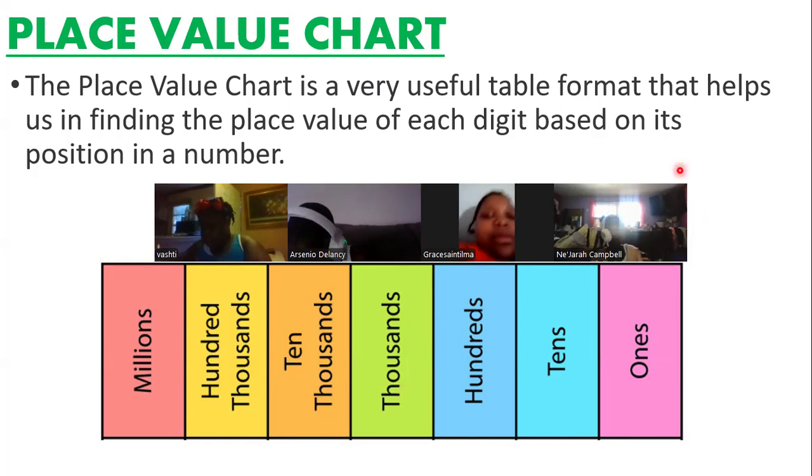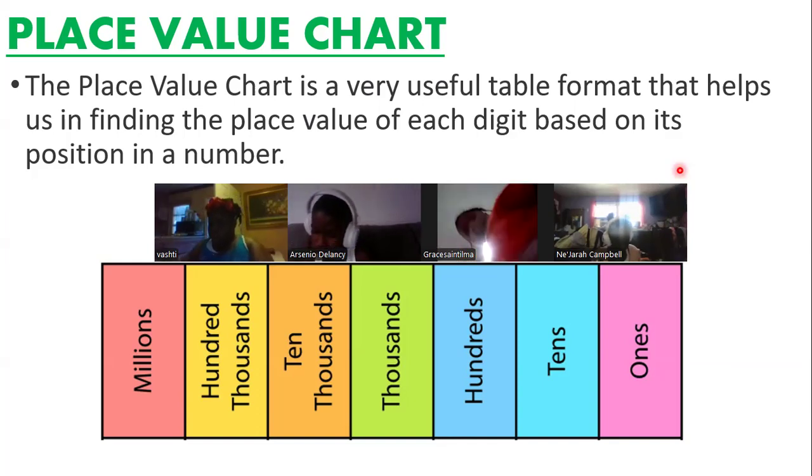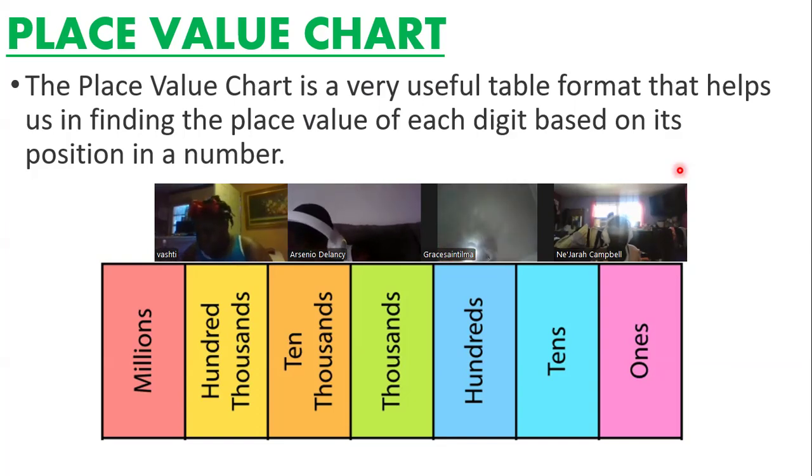Grace, are you finished with the chart? Yes, sir. Okay, take a picture of your work and send it to me via WhatsApp. Do we need to color it? No, you don't need to color it. So once you finish with your notes, take a picture of it and send it to me via WhatsApp before we move on to the grade exercise.